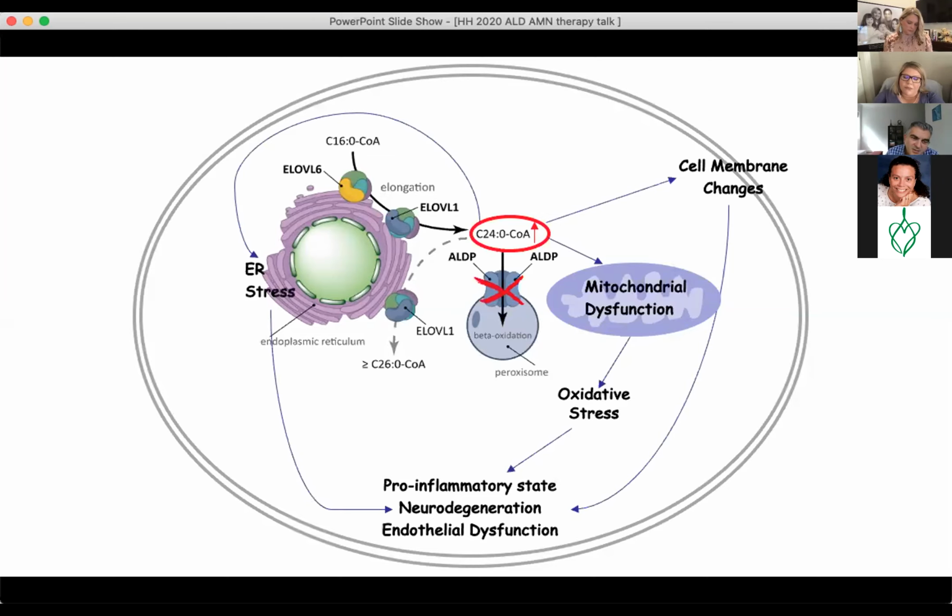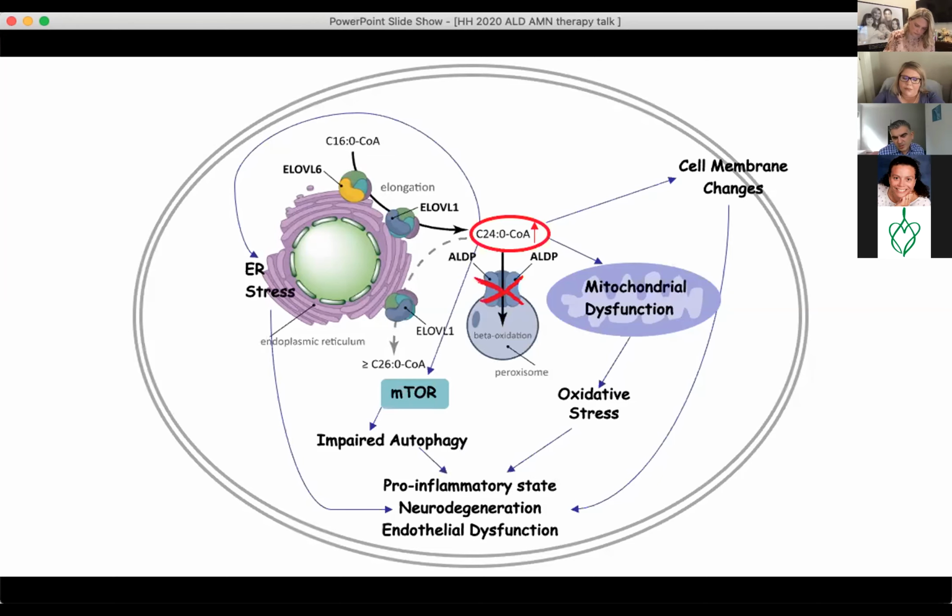In addition, there is now more evidence that there is also what we call endoplasmic reticulum stress. So there is a cell response, a stress response in the cells that seems to be related directly to the mutation. And that in itself can again have effects on cell function.